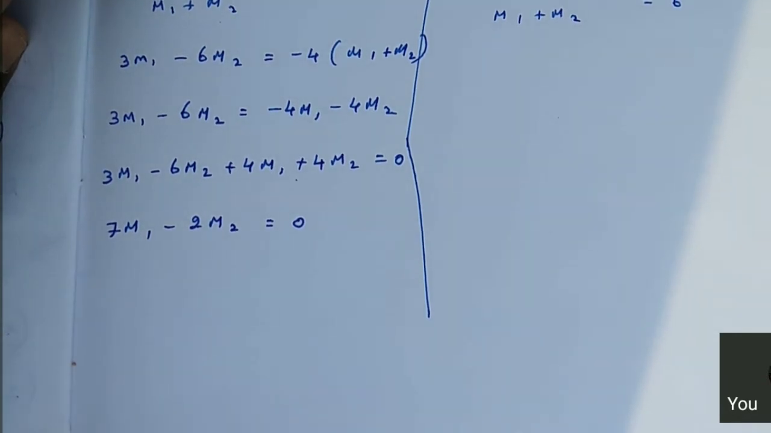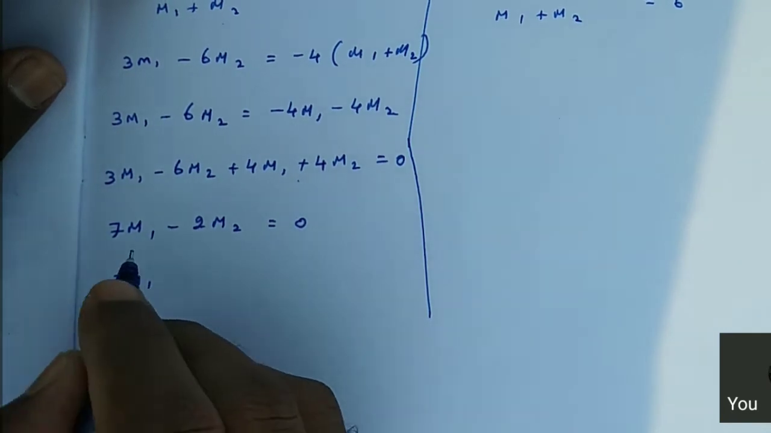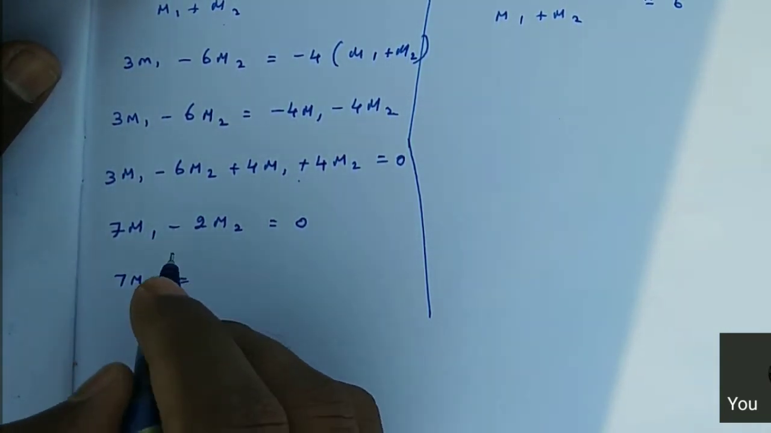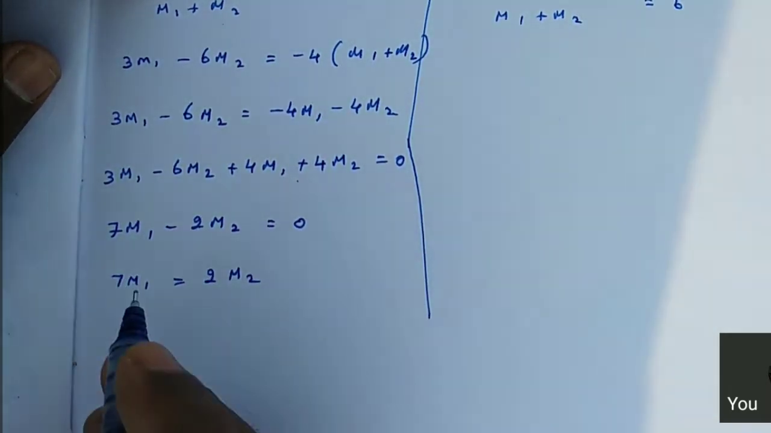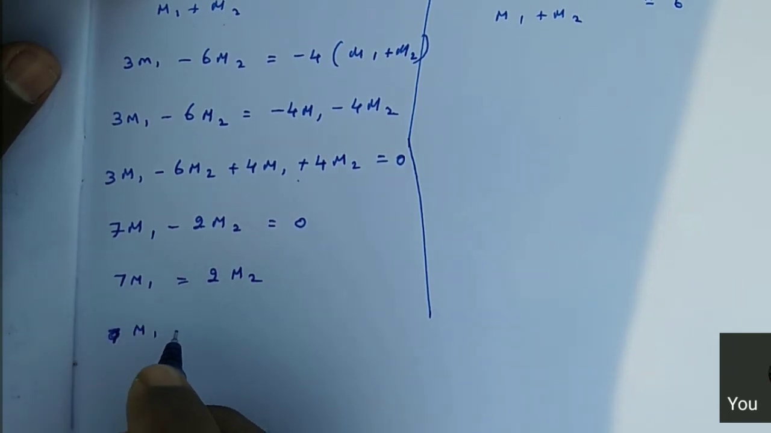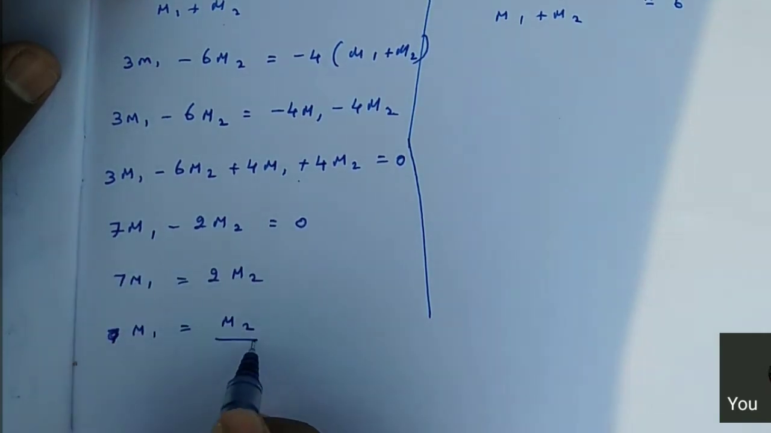Next step, it is the more important. 7m1. We want to find m1 and m2, right? So we should write 7m1 equal to, you just move that 2m2 to that side. Next, you can write m1 equal to m2 over 7. The 7 is a multiplication, it goes to become a division by 7. Clear?